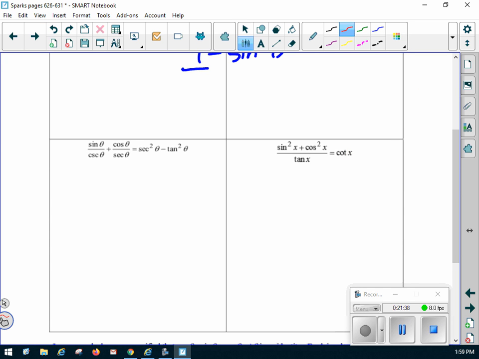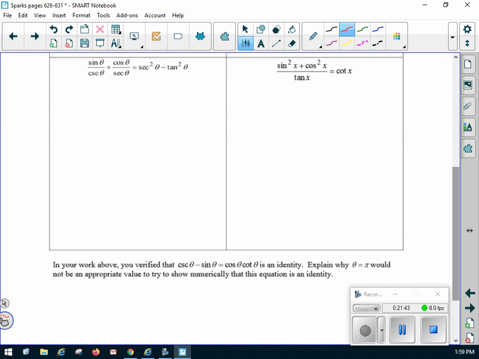We're going to see if we can get through this one. What do you do if they're both ugly? You find the side that's uglier. I think the left side's so much uglier. Wait a minute. You look at the right side. Secant squared theta minus tangent squared theta is 1. So we know where we've got to go.